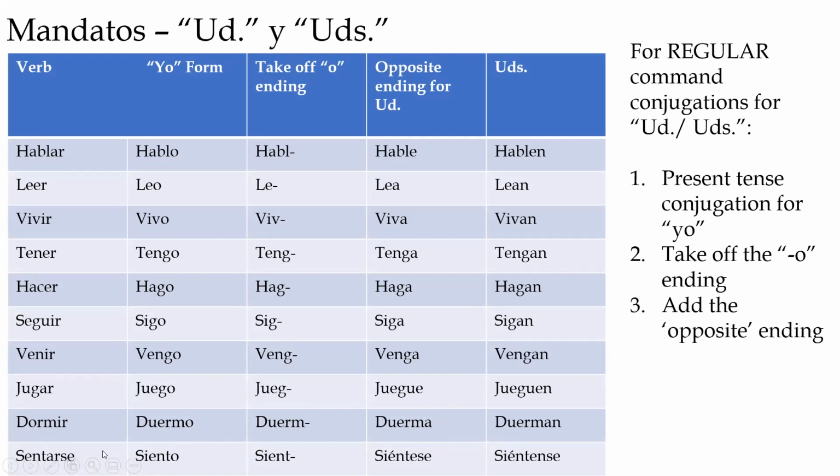Sentarse. This one's a little bit special. We'll talk a little bit about how to do reflexive verbs in just a second. We have siento, take off the o, and the opposite ending would be e, and then we add the pronoun here, and then we have an accent mark. So we'll talk about this in just a second.